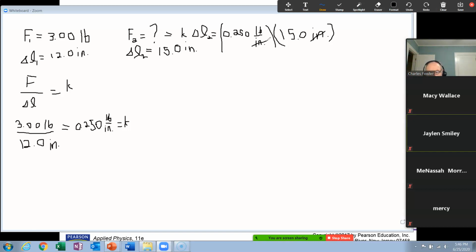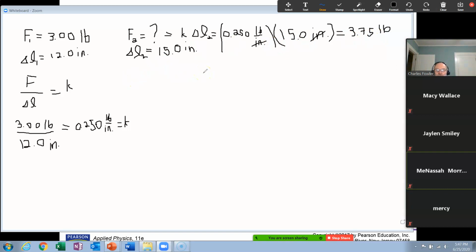Okay, and that's going to be 0.25 times 15 equals 3.75. Is that what you got? Should have done that in my head. 3.75 pounds. That's how much force you need to stretch it that far. 3 significant digits, because everything else had 3.